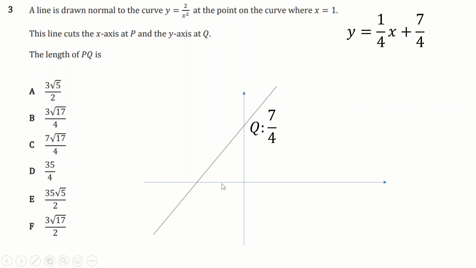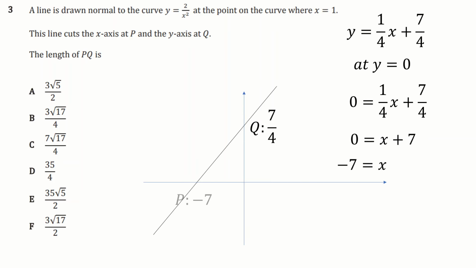Where does it cut the x-axis? Well, it cuts the x-axis where y is 0, like you're not moving up or down. So y is 0. Times both sides by 4, and you can solve that x is minus 7. And now we're looking for the length of P to Q. So obviously this is going to be some Pythagoras with 7 and 7 over 4.